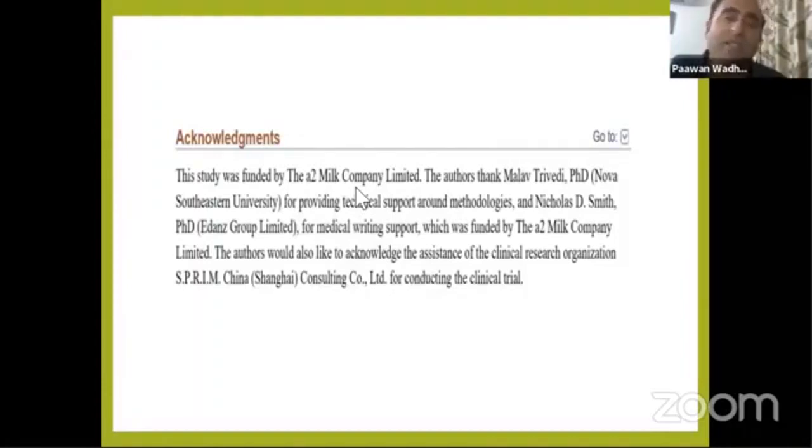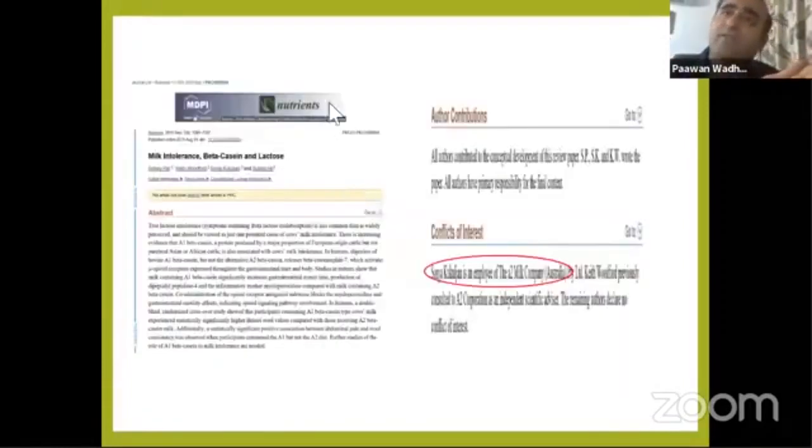Always, whenever you see an international study, go to the end of the study and see who has funded the study. If it is the company that wants its product to be promoted that has funded the study, never believe that study. In the same way, one more study was published where they told that beta casein and lactose of A2 milk is very good for people. But again, this study was published by the A2 Milk Company.